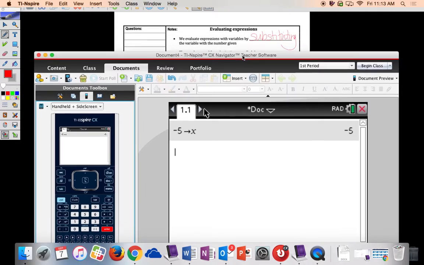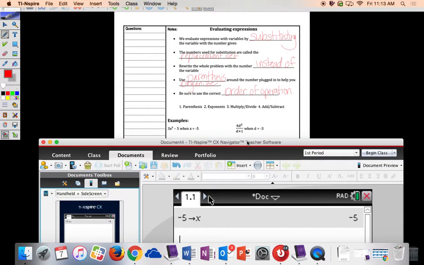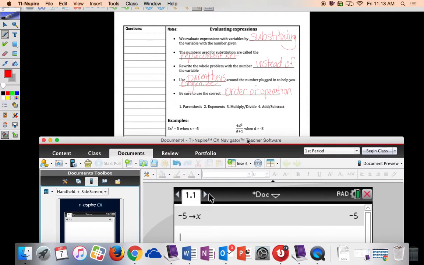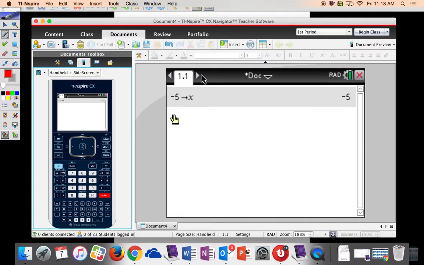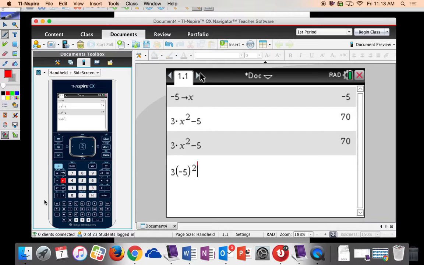Then we look at our problem and we type it in exactly the way we see it. 3x squared minus 5. So I'm going to type in 3x squared minus 5 and enter, and it gives me 70. Now, if we had done it by hand, it would have been 3, open parentheses, -5, move out of the parentheses, squared, minus 5, and you would have gotten the exact same answer of 70.